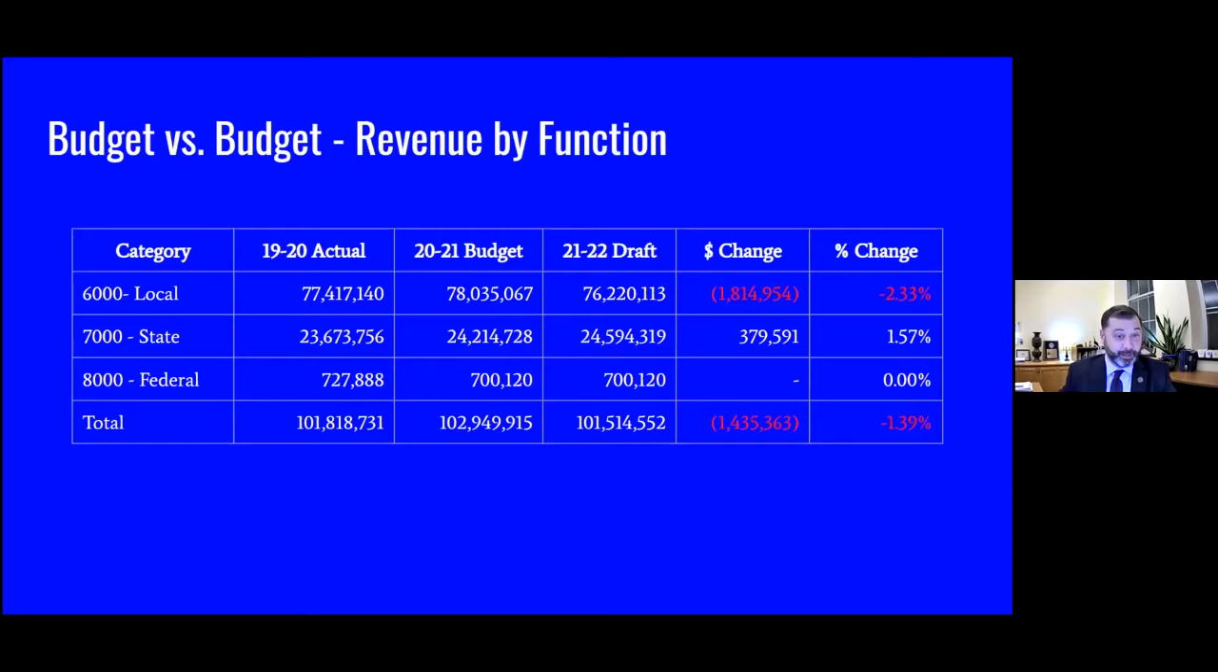So as you can see, not many times can budgeting be easy when your local revenue number looks almost $2 million less than it did the year before, and even over $1 million less than what we collected in 1920.